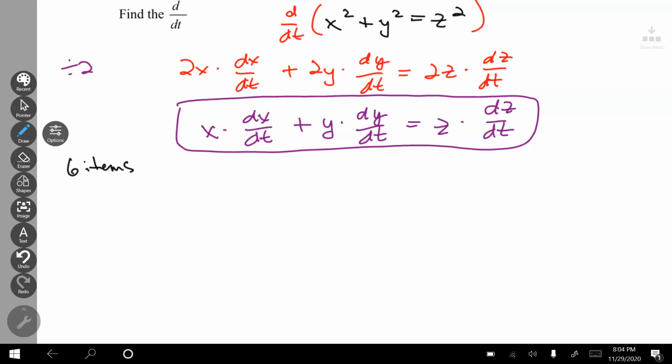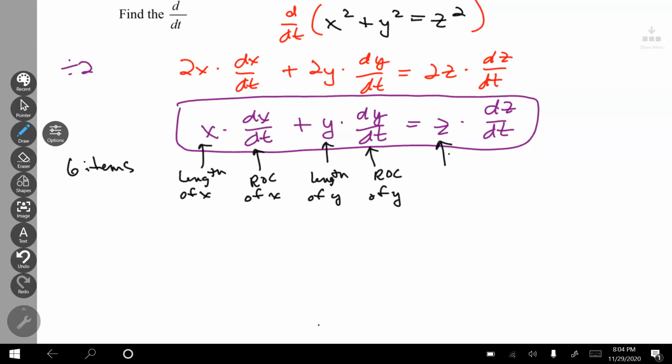There are 6 items here. This is the length of the x side. This is the rate of change of that x. Here's the length of the y side. Here's my rate of change of y. And obviously I have the length of the z side, and I have the rate of change, or the derivative, of side z.